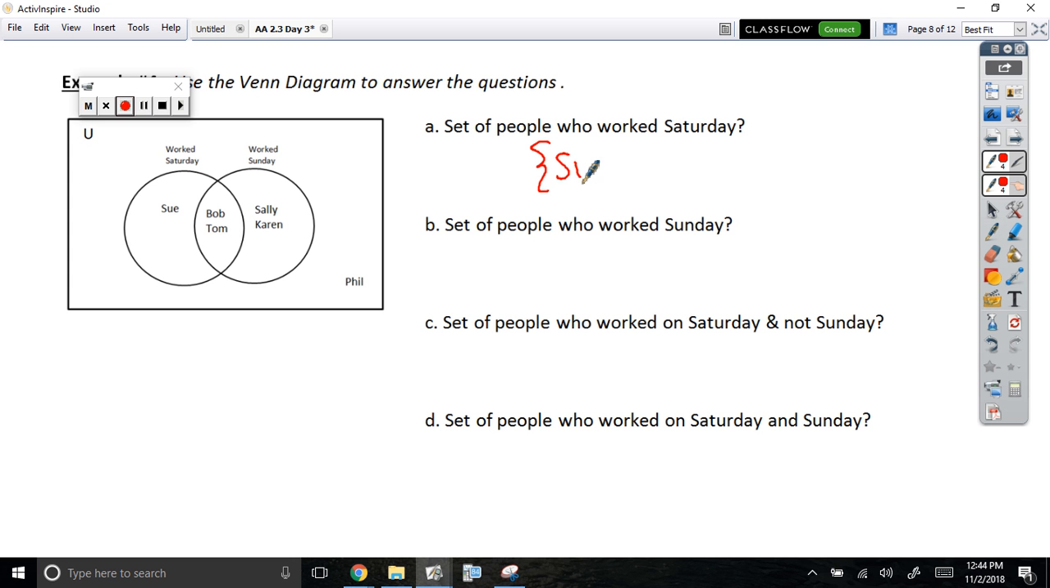Sue, Bob, and Tom. And I will tell you in the homework, some of these can get long because you have lots of names. You're welcome to abbreviate S, comma, B, comma, T. I don't care if you abbreviate their names to first letters of their name, as long as you do the above. Who worked Sunday? Sally, Karen, Bob, and Tom.